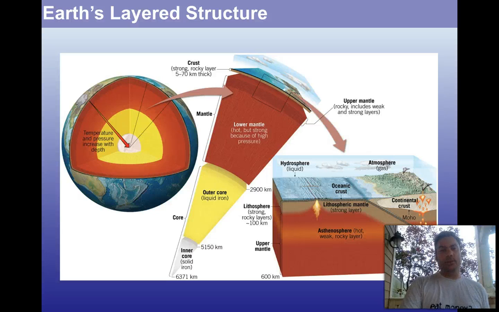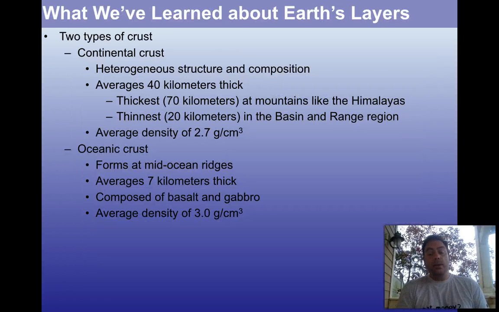Okay, I think that we kind of covered this slide really quick. We did learn that there were two kinds of crust using this technique. We learned that there's the continental crust, which is heterogeneous in structure and composition. We usually assume it's granite, but it's actually made out of all kinds of different stuff. It averages about 40 kilometers thick, but there are places it's a lot thicker and a lot thinner. For example, in the Himalayan mountain range between India and Asia, it's 70 kilometers thick. That's a very thick crust. But the thinnest area is about 20 kilometers in the Basin and Range. If you think of Basin and Range, think of eastern Nevada and western Utah.